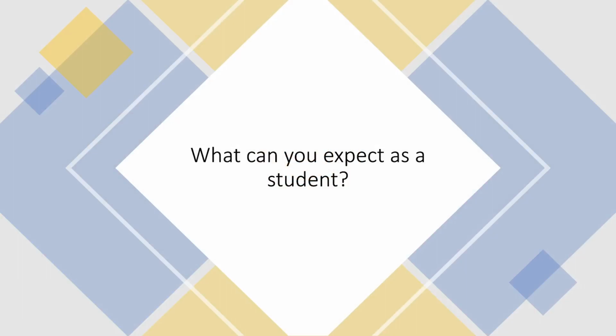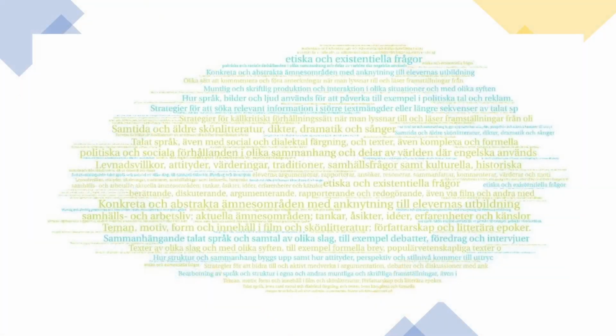So what can you expect when you're studying the course English 6? Here are some examples from the core contents, such as existential topics, contemporary and older literature, but also more abstract topics.